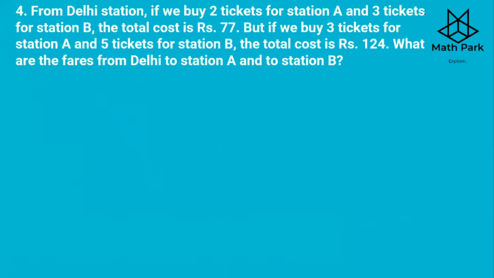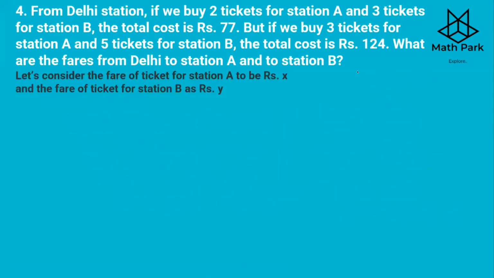Moving to question number 4. From Delhi station, if we buy 2 tickets for station A and 3 tickets for station B, the total cost is 77 rupees. But if we buy 3 tickets for station A and 5 tickets for station B, the total cost is 124 rupees. What are the fares from Delhi to station A and to station B? Okay, just read the question carefully.